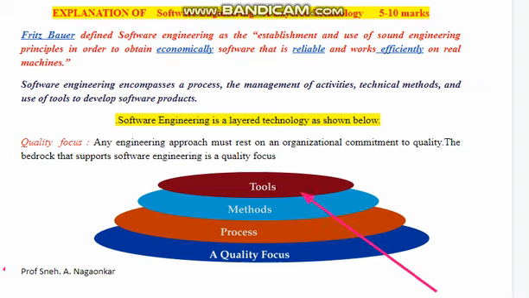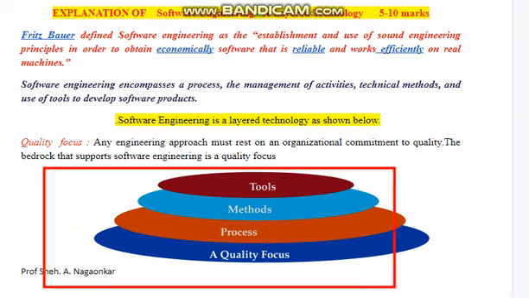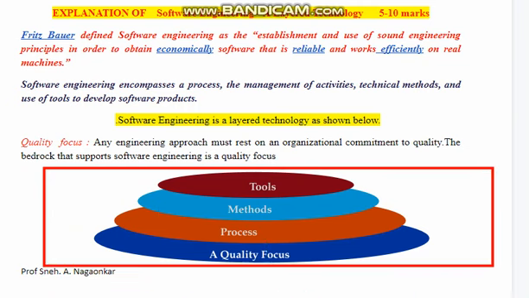Some processes need tools, for example testing, right? When we want to do testing, we may need some tools. Some may be automated, or some are semi-automated. By making use of the tools, we can get to know whether the software is developed correctly or not. Hence, because of this, software engineering is said to be a layered technology.